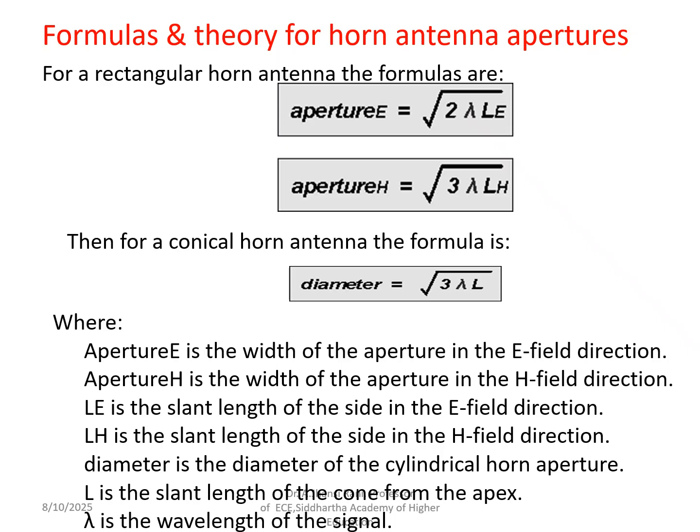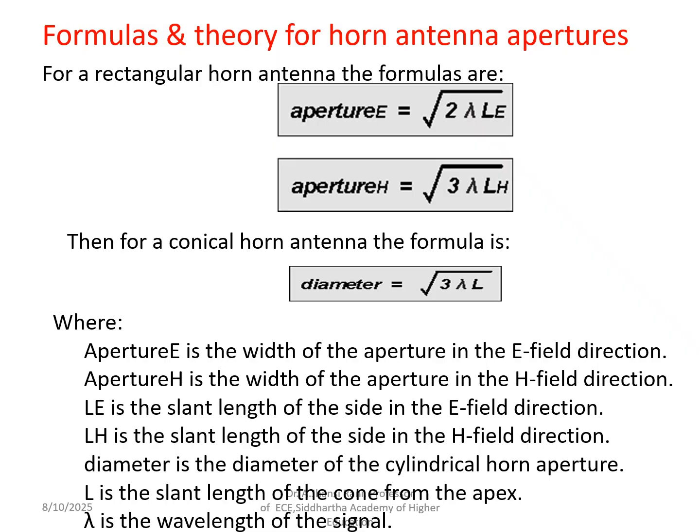See, for the rectangular horn antenna, the aperture E, that is the width of the aperture in the E field direction, is square root of 2 lambda LE, and aperture H equals square root of 3 lambda LH. For the conical horn antenna, diameter is equal to square root of 3 lambda L.